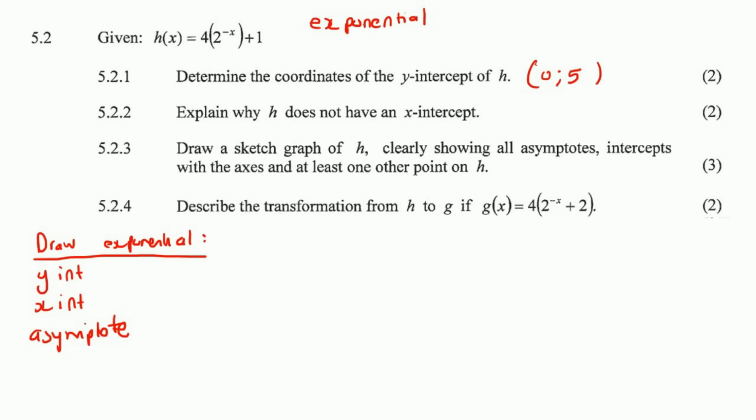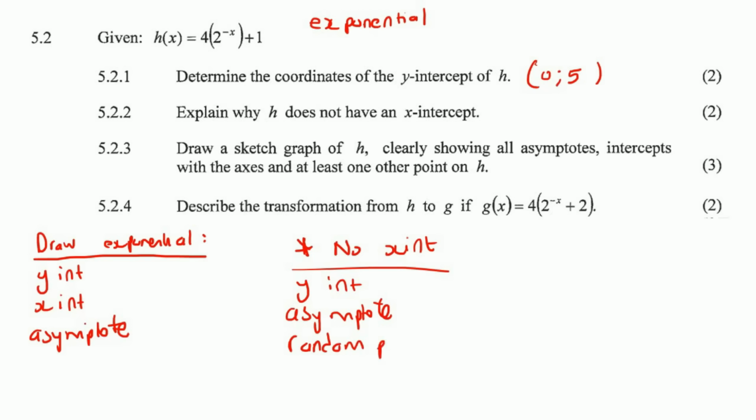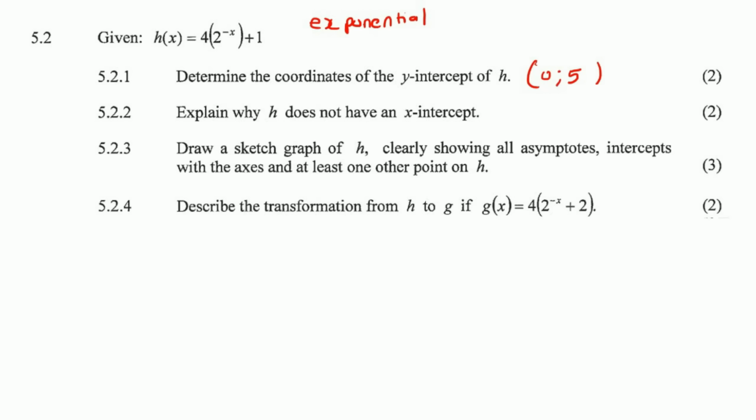But what if there is no x-intercept? Then you don't have enough points. Then you only have a y-intercept and an asymptote. So what you do is you still get your y-intercept, you still get your asymptote, but then you get one other random point. And here in this test or exam, they actually tell us this: at least one other point. So that's really nice. Okay, so let's do it.